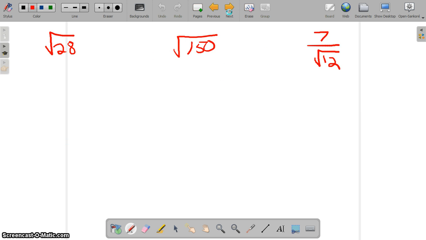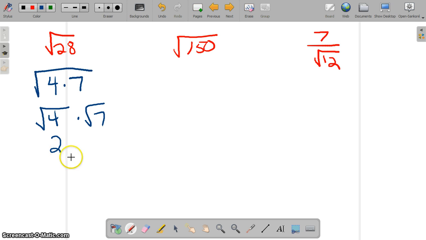Here's some examples here. Square root of 28, we can break that down into 4 times 7. Your objective is to think of a square root that goes into the number under the radical, and this is why. 4 is a perfect square, so when you break them out, you get this. This is 2, right? That's why you're looking for the perfect squares, times radical 7.